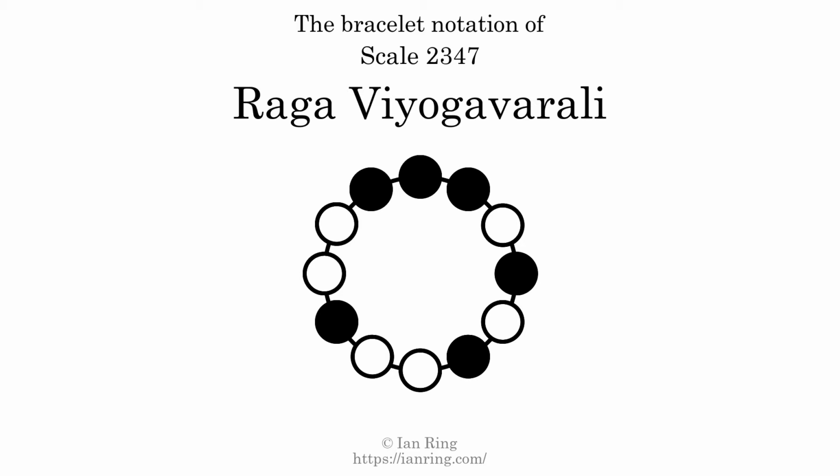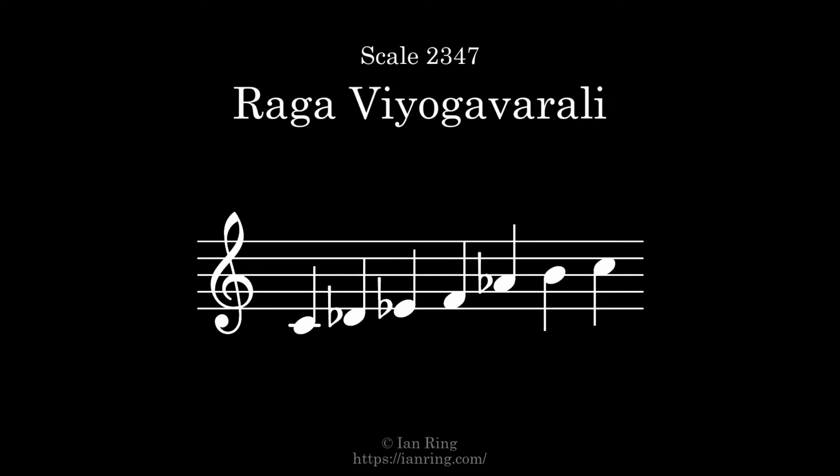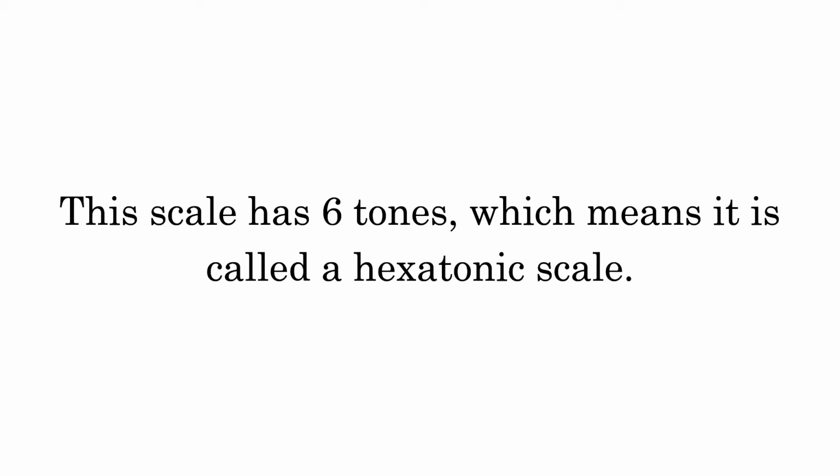2347, Raga Viyogavarali, which sounds like this. This scale has 6 tones, which means it is called a hexatonic scale.